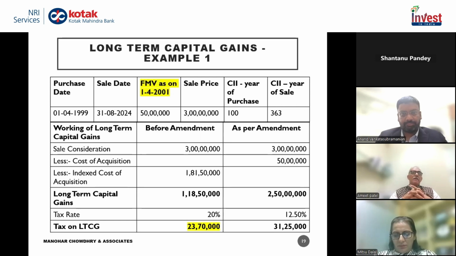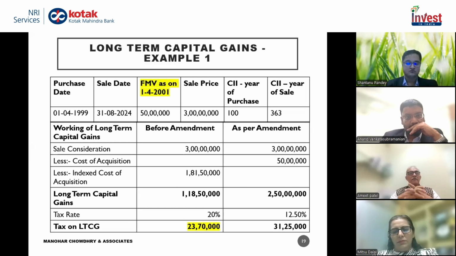Had this property been sold, say on 30th June 24, that is before the amendment, then the capital gain would have been calculated like this. 3 crore sale consideration, indexed cost of acquisition 1 crore 81 lakh 50,000, which is 50 lakhs FMV as on 1/4/2001, multiplied by 363, divided by 100. On the capital gains of 1 crore 18 lakhs, tax at 20% would have been 23 lakh 70,000.